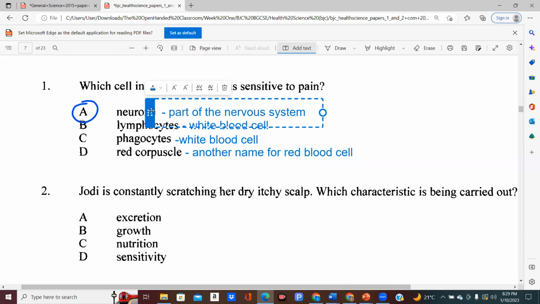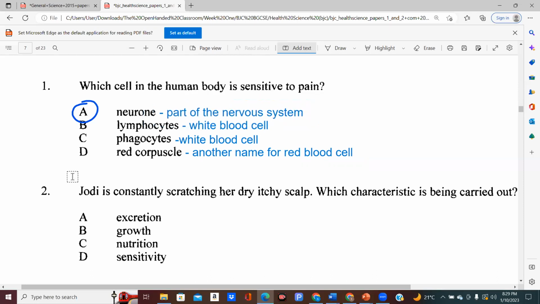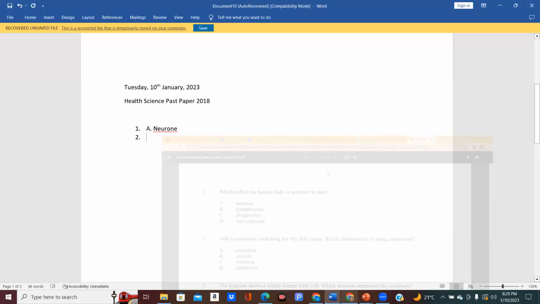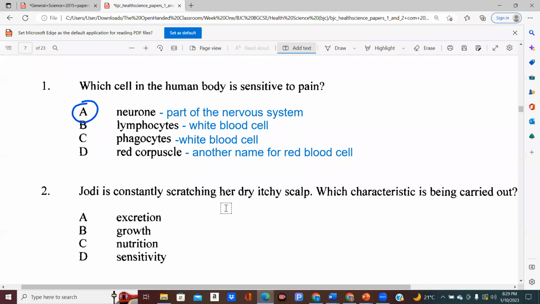All right, so that's that. So the correct answer for number 1 is A. So number 1, A, neuron. All right, so please write it just like this. Put the letter and the answer. Number 2, we have number 2.